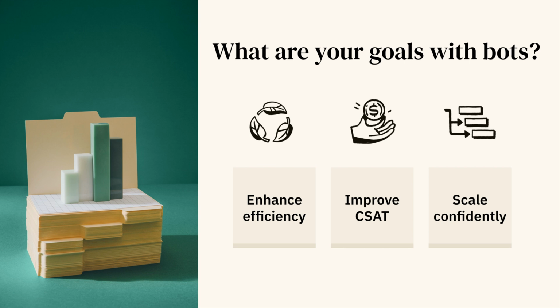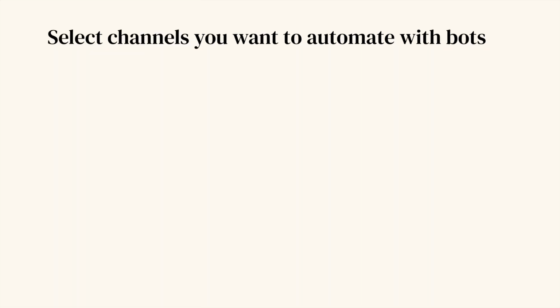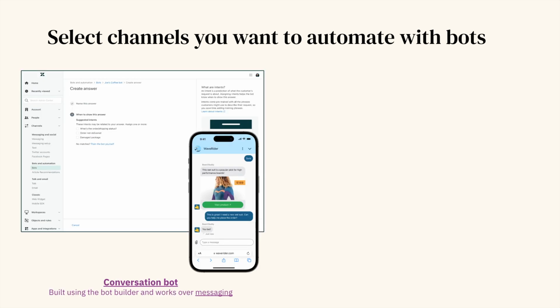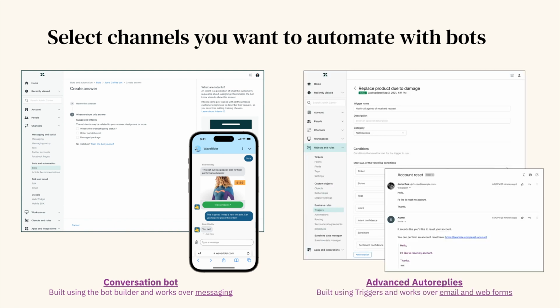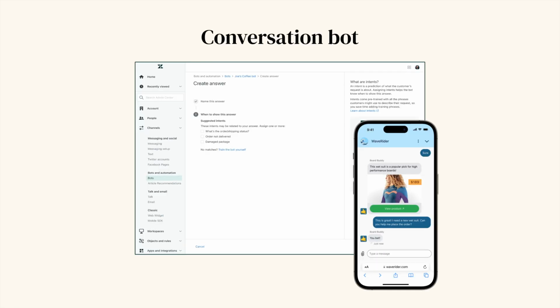Once you've established your goals and how you will track them, the next important step is to identify which channels you plan to automate with bots. For conversations coming in through messaging channels, you can build automation using the conversation bot. And to deflect queries on email or web forms, easily set up advanced auto replies. Or you can use both, depending on your business needs. Before you start building a conversation bot, make sure messaging is enabled and its related channels have been configured.